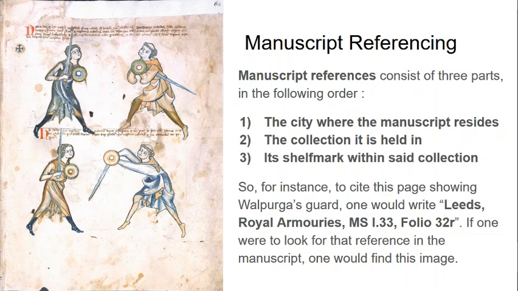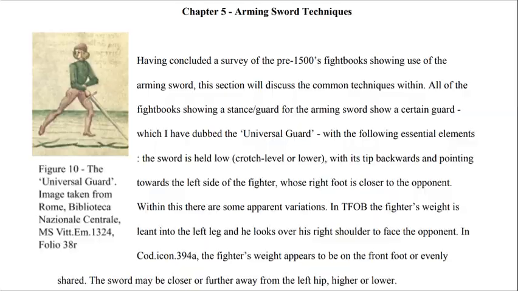So this is folio 32R that you're seeing right here. It's page 32, and it's on the sort of front side. And if you were to go to Leeds, the Royal Armouries, you need to open the book and go to folio 32R, you would be looking at that exact one. And in fact, you can look at this entire manuscript for free on the Leeds Royal Armouries website. You can download it. They're very nice about that.